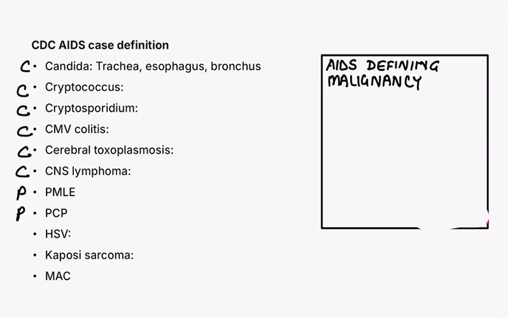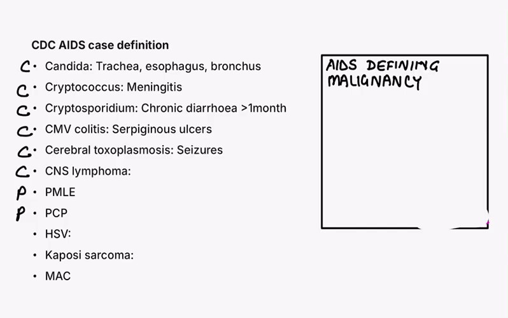Next, coming to Cryptococcus, we know it causes meningitis. Next, Cryptosporidium parvum, we know that causes chronic diarrhea more than 1 month in an HIV positive person. CMV colitis, of course, is going to result in serpiginous ulcers as we have studied. Cerebral toxoplasmosis, known for causing fever and causing seizures in the brain, of course, undoubtedly cerebral. And I always used to teach you that toxoplasma goes and involves the brain parenchyma. That is where it causes calcification also. So seizures would occur. CNS lymphoma, most commonly in HIV, is DLBCL.